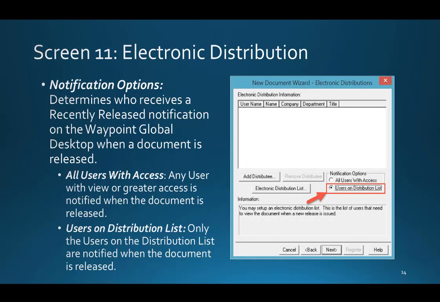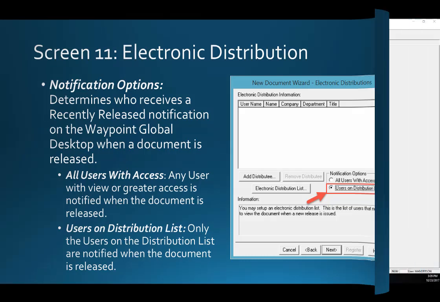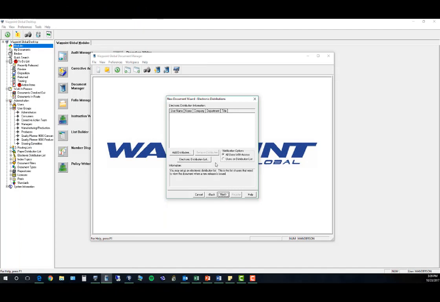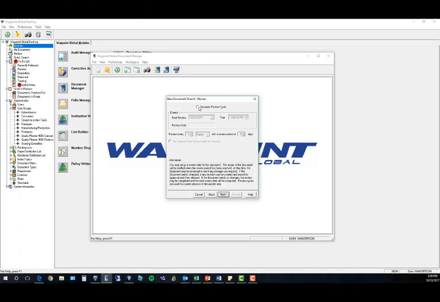All users of the system do not need to be notified when the drawing is released because it does not apply to their daily responsibilities. Electronic notification does not affect document access. It simply notifies users of new releases. For our example, we will make sure that the Users on Distribution List radio button is marked and add an electronic distribution list. After that, we will move on to the next page.